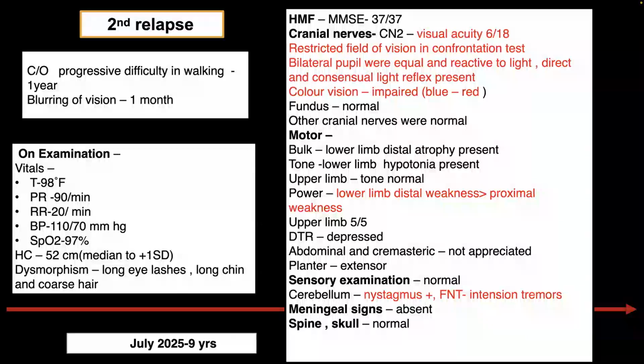Restricted field of vision in confrontation test. Bilateral pupils were equal and reactive. Direct and consensual light reflex were present. His colored vision was impaired. Mainly blue and red color, he had difficulty in identifying.